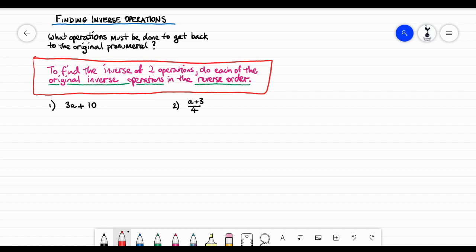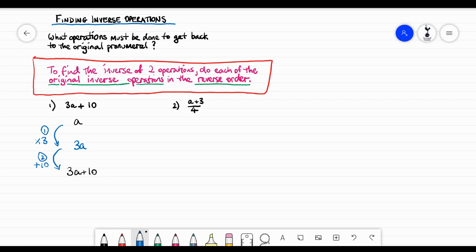Okay, so let's start with this first example, to go from 3a plus 10 back to a. To work out what we need to do, the way I like to work out the inverse operations is actually start with a, and what do we need to do originally to get to 3a plus 10? Well, this was a two-step approach, and the first thing we needed to do was multiply by 3, which got us to 3a. And the second step we needed to do was add 10.